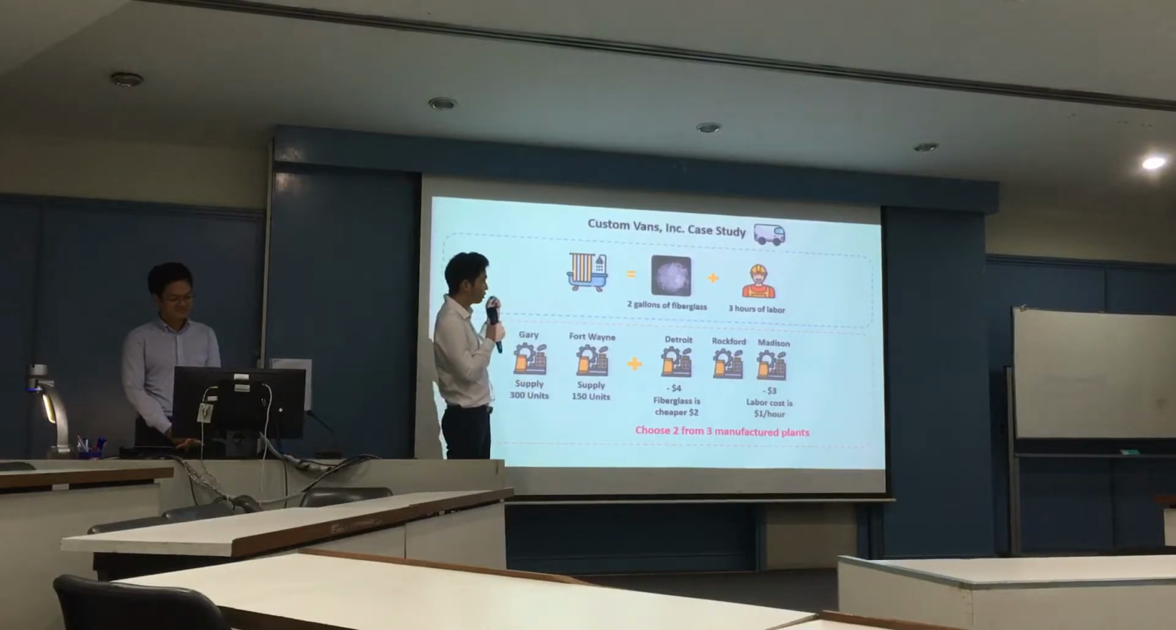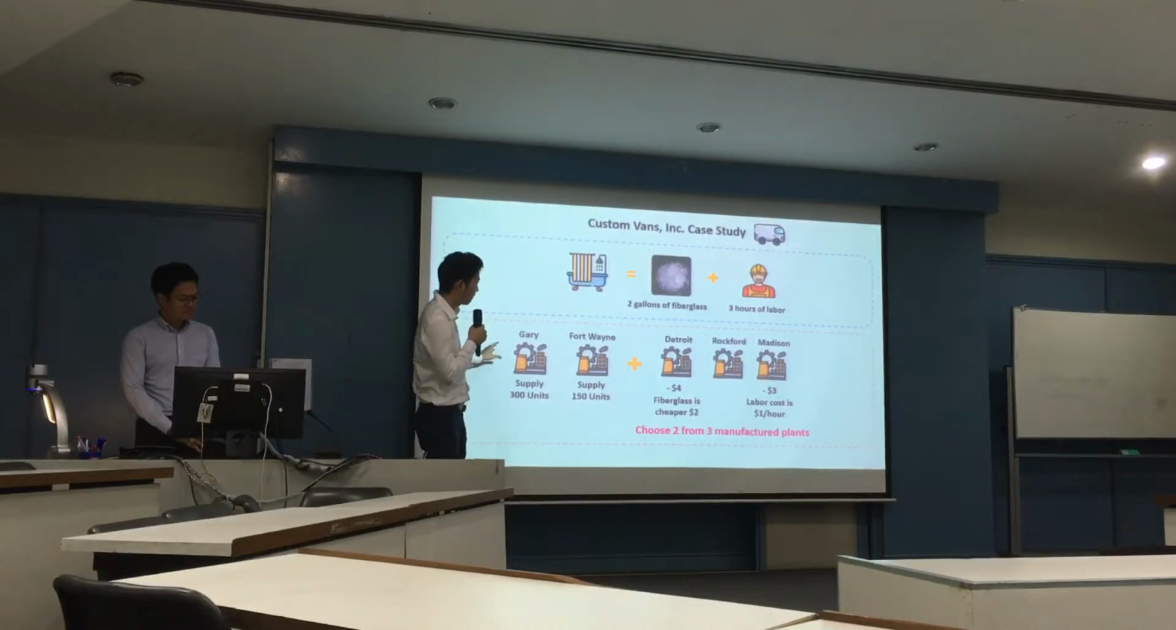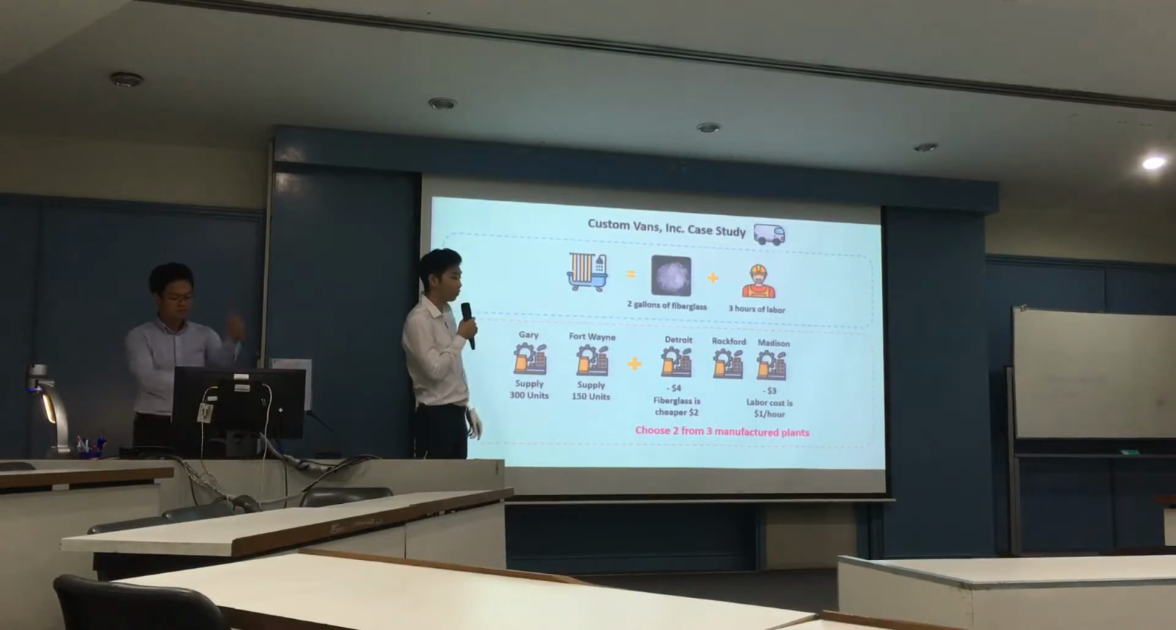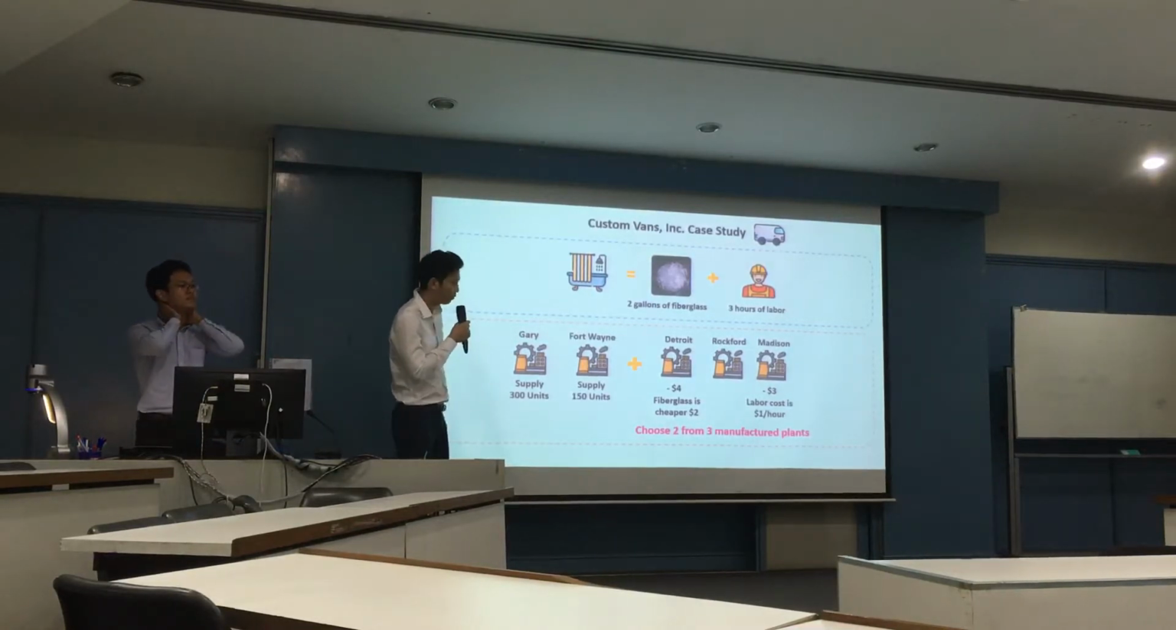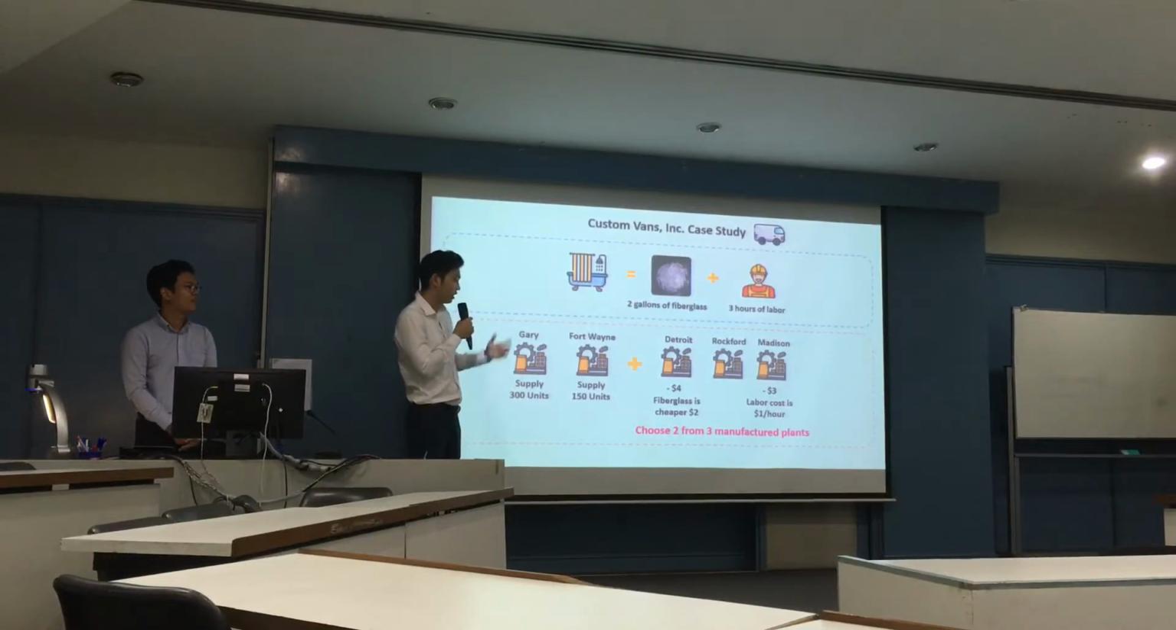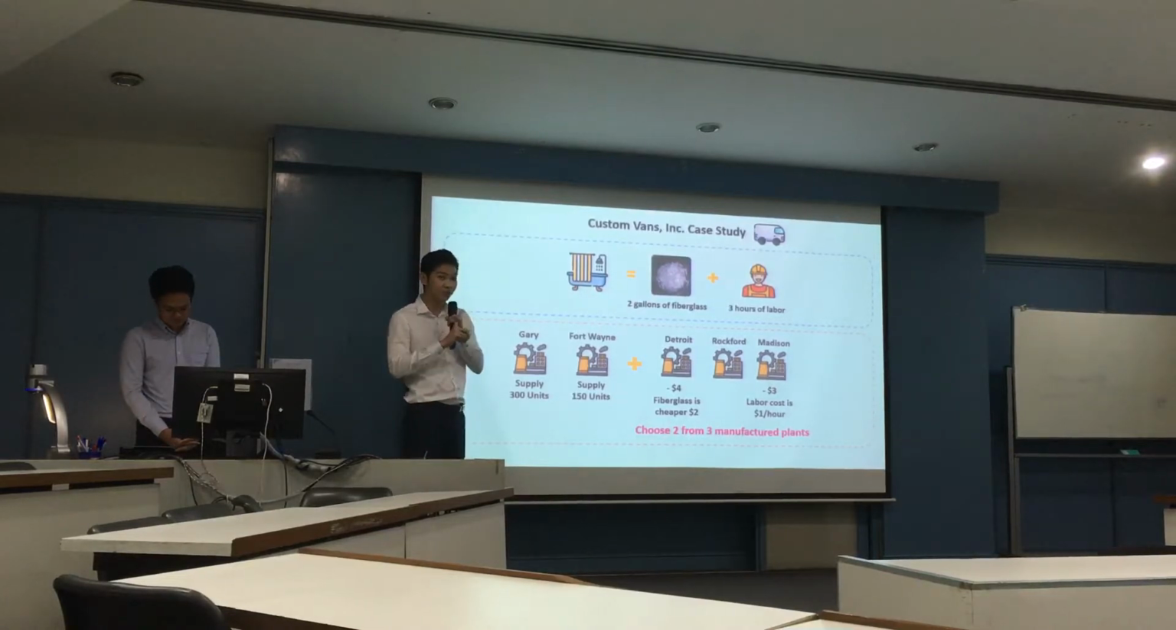Due to the very good design with the fiberglass, the demand is increasing. Currently they have 2 production locations, Gary and Fort Wayne, which can supply a total of 450 units. In order to cover the increasing demand, the manager, Kun Tony, decided to open 2 more factories from the 3 plants: Detroit, Rockford, and Madison, with the goal of maximizing profit and reducing cost.